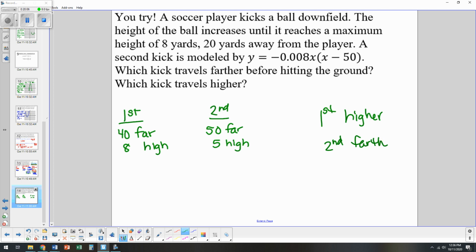All right, and that is day 2 of quadratics.